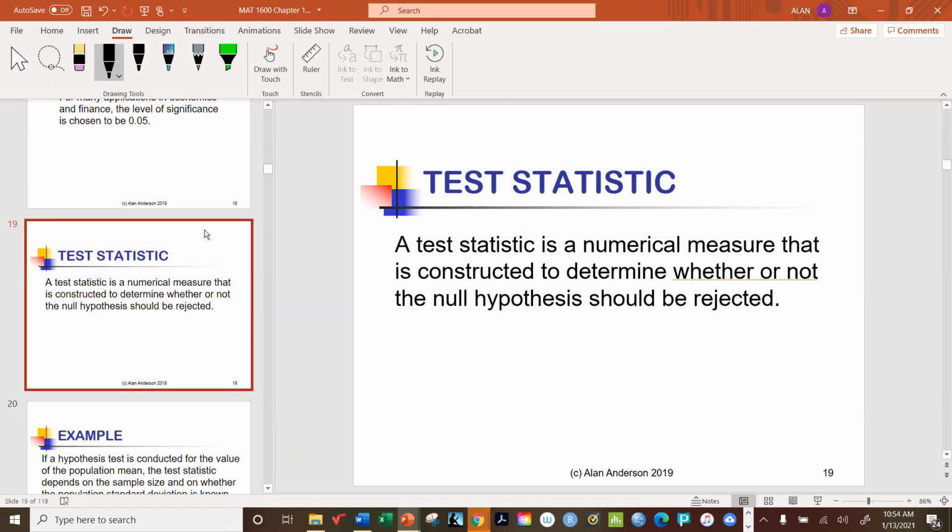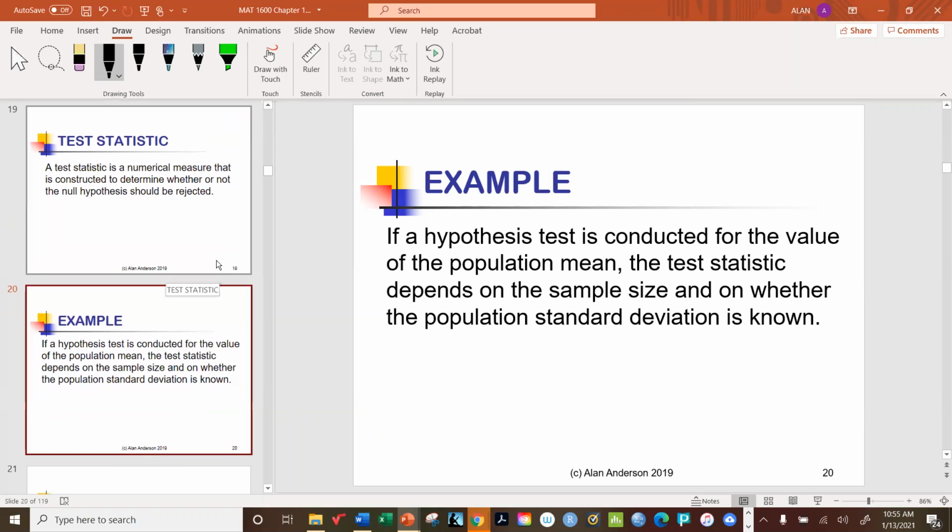The test statistic is a numerical measure that is constructed to determine whether or not the null hypothesis should be rejected. Now, if we're using a population mean as we are here, the test statistic depends on the sample size and on whether or not we have our population standard deviation.